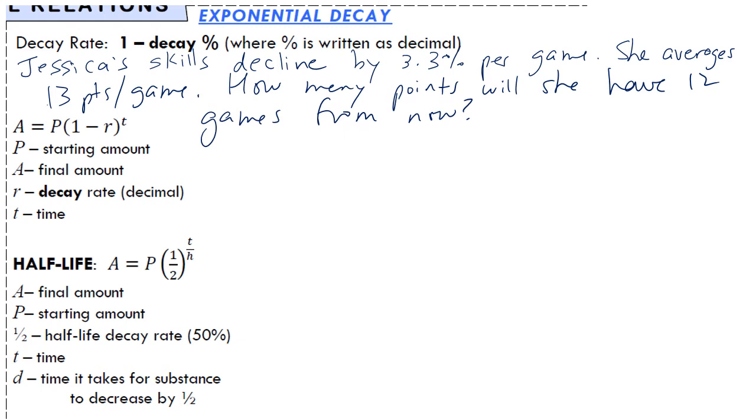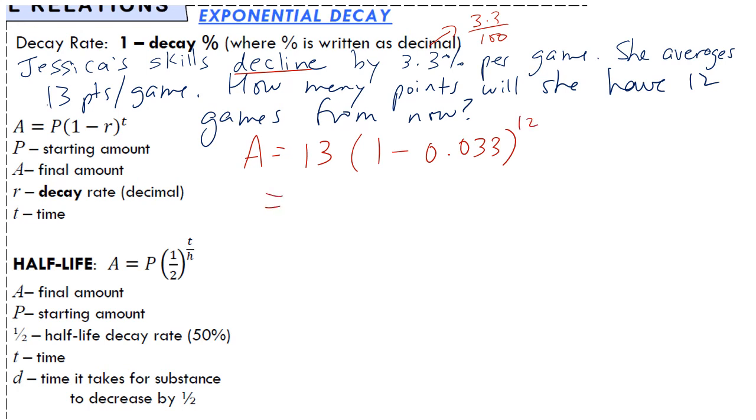We know this is decay because it says decline. So our formula format: final amount, starting amount. She gets 13 points per game. This time instead of plus, it's minus. And don't forget to convert that to a decimal: 3.3 divided by 100. 0.033 to the exponent 12, because the time is 12 games from now.